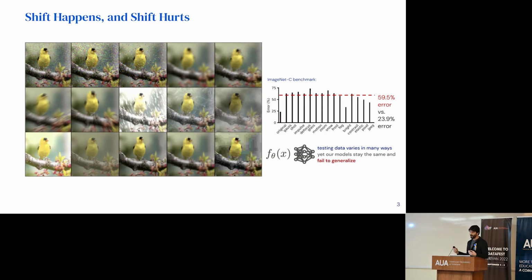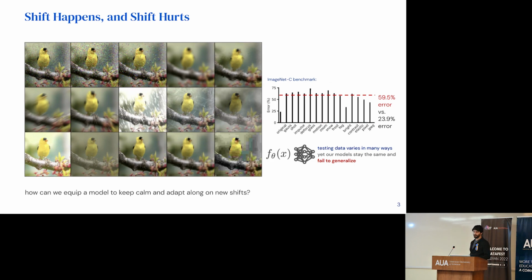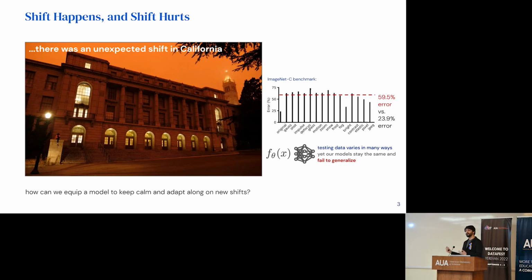So I'll argue the issue is that our testing data, the data we deploy our model on, can change in so many ways. But standard models all stay the same, right? We have the same parameters, the same model on every input. And this can mean that the models don't generalize, like we see these kinds of errors here. So how could we equip a model to actually keep calm, carry on, and adapt along with each of these new shifts? Because there will always be more shifts.